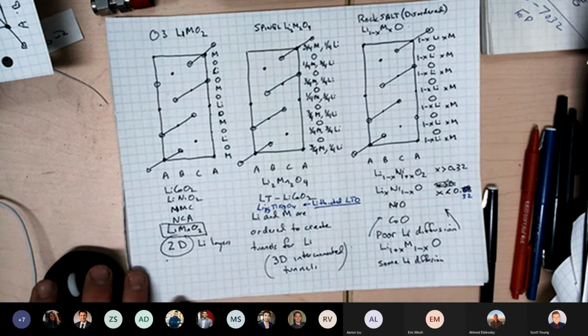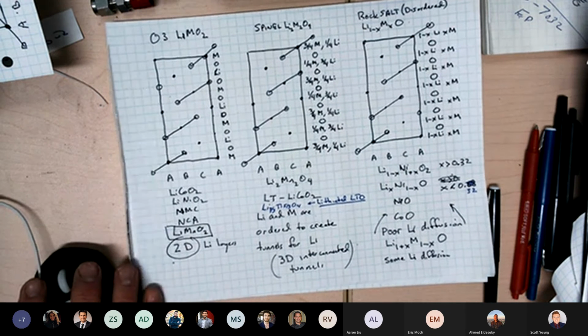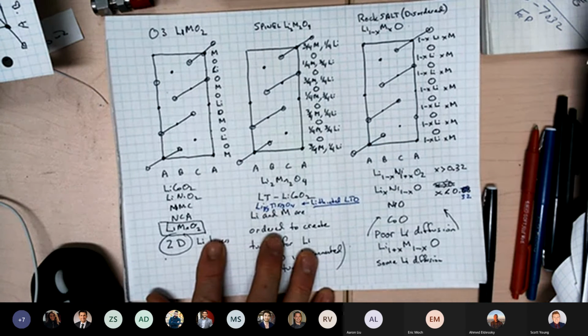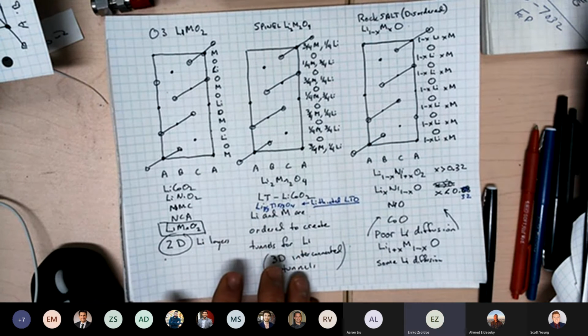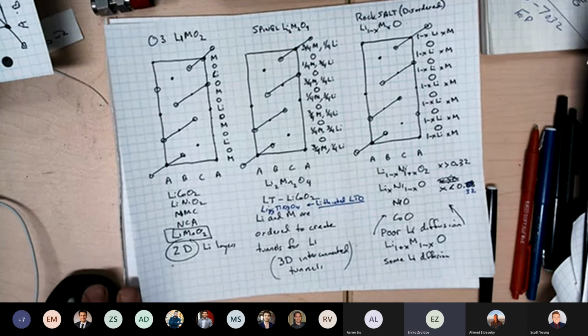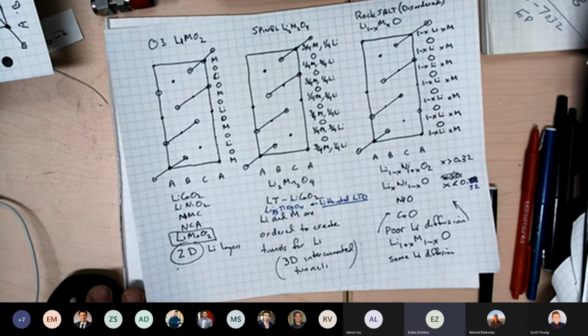All right, so let's go back to the PowerPoint, unless there's more questions on this slide. Is it possible to have a lithium aluminum oxide without other transition metals? And what structure would that have? Lithium aluminum oxide is O3. Cool. Thank you. Okay, so I'll go back to the PowerPoint again.